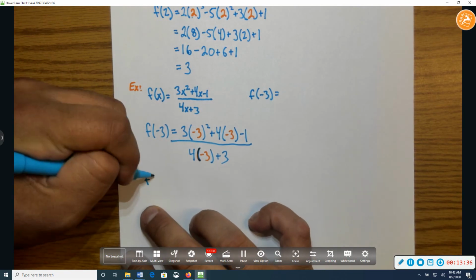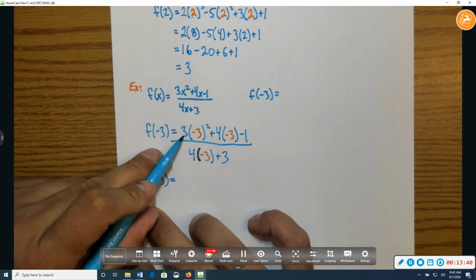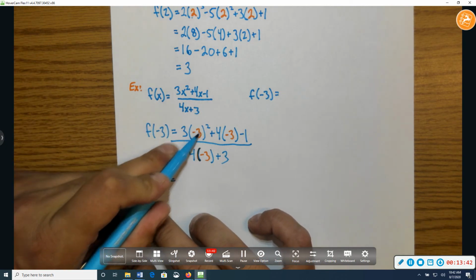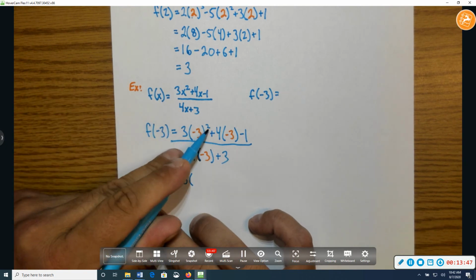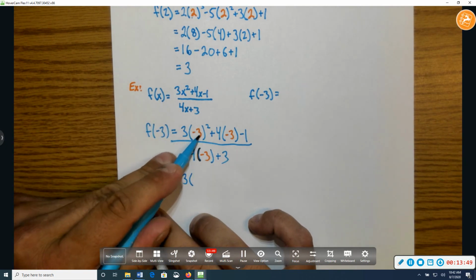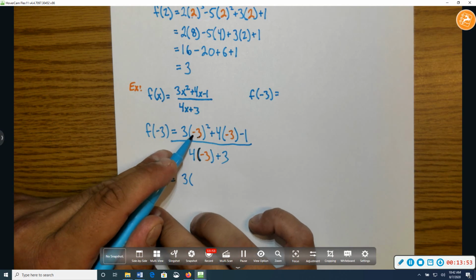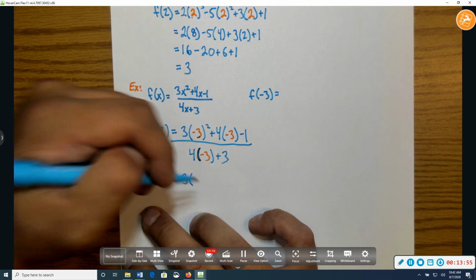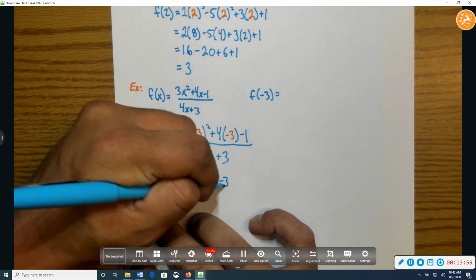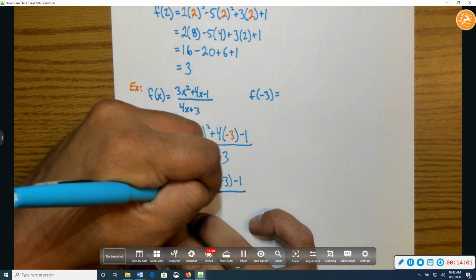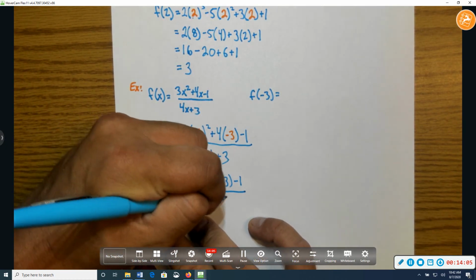So let's see here. f of negative 3 equals, let's do the exponents first. So 3 times negative 3 squared is going to be negative 3 times negative 3. So that's going to be a positive. Remember, negative times a negative is a positive. So that's going to be positive 9. And then plus 4 times negative 3. If you want to do all this stuff in more than one step, you can. I'm just doing it one step at a time.